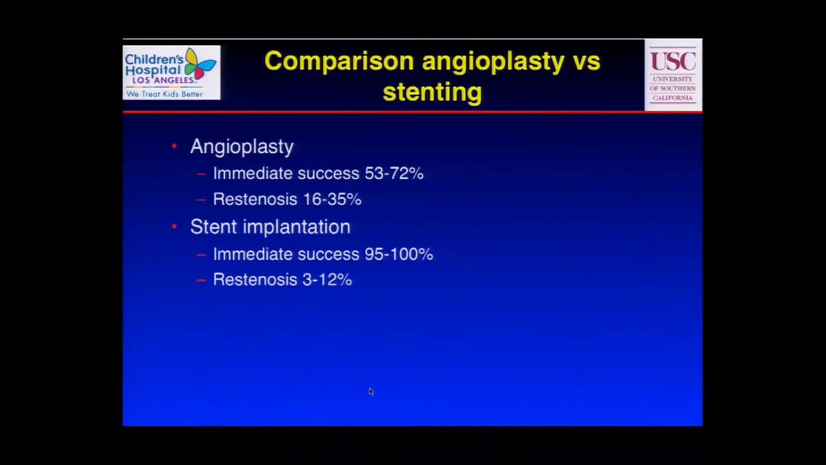If you compare angioplasty to stenting, I looked at this for many papers, and I'll give you the sources if you want. Basically, angioplasty has a median success rate that ranges from anywhere from 53 to 72%, with a restenosis rate of 16 to 35%. But if you look at stent papers, it's anywhere from 95 to 100% immediate success, with a restenosis rate of 3 to 12%. The numbers are obvious. We know stents work better.